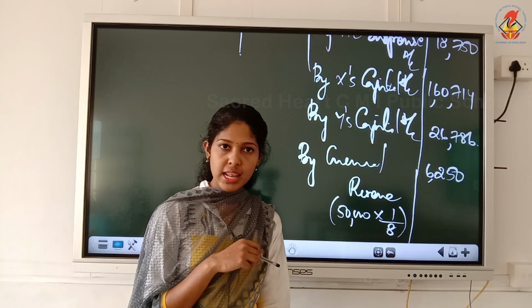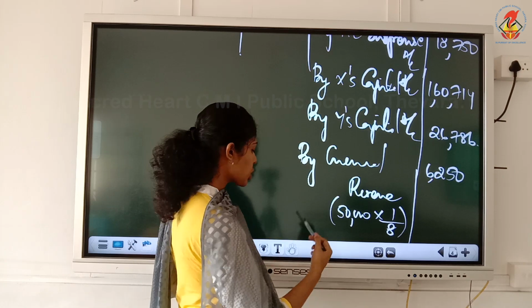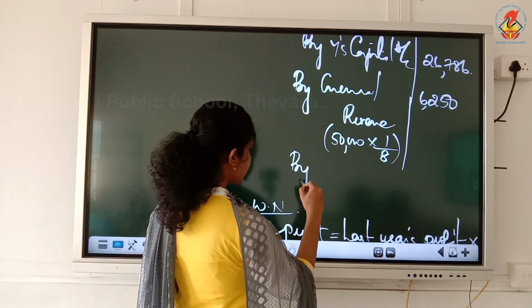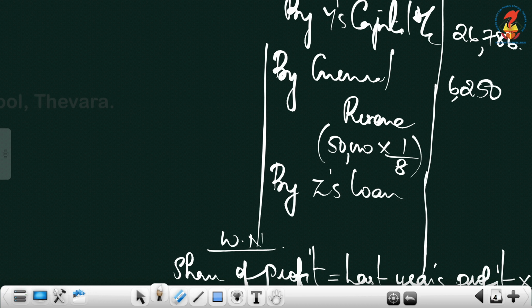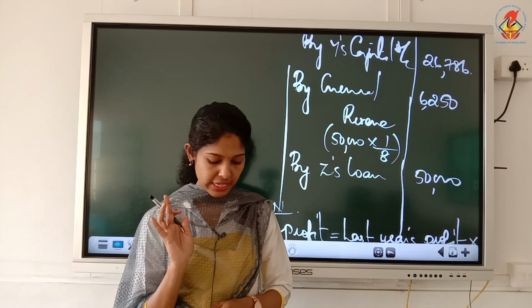Okay. Then there is an item like loan, Z's loan on the liability side, which also you have to close, or which also you have to transfer to capital account. To the opposite side we will write by Z's loan. Z's loan is 50,000, which you can directly write the amount because it is specifically given as Z's loan. Now you don't have to divide it again, just write 50,000 directly.